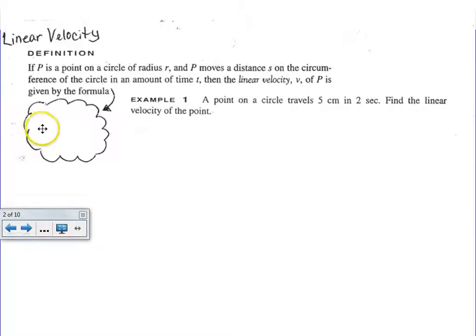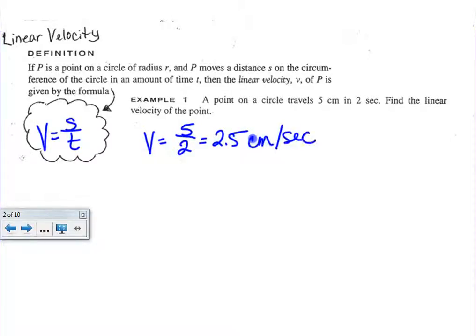The formula that we're going to use for linear velocity is v equals s over t, and that's the same s that we saw back in the last section, which is arc length. So, a point on a circle travels 5 centimeters in 2 seconds. Find the linear velocity. The 5 centimeters is the arc length, in 2 seconds, and we get 2.5 centimeters per second.